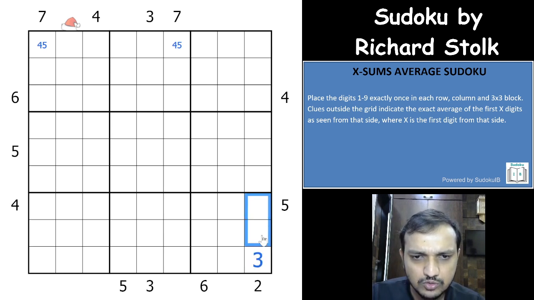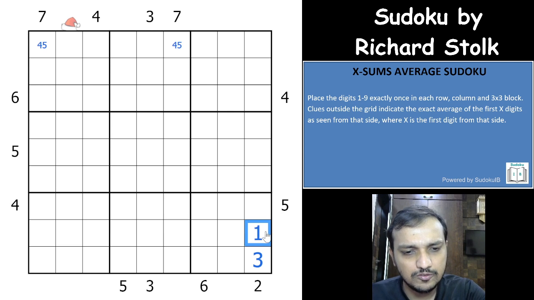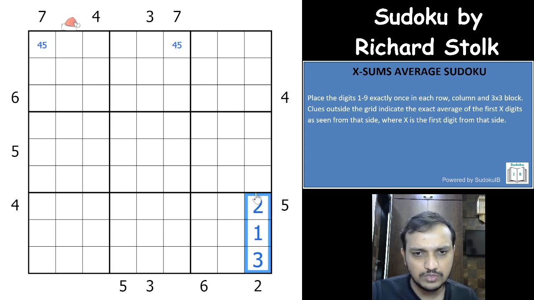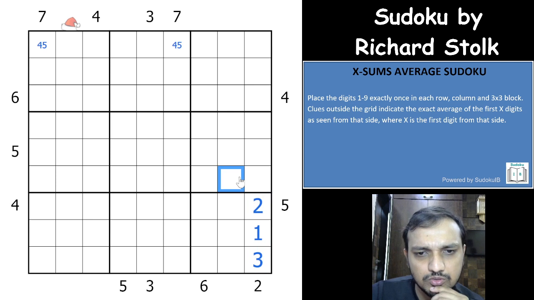And the sum of the remaining two digits would have to be 3 again. That is 1 and 2. Of course, it is possible. Any digit cannot have a 1 if it is not a 1 outside, right? So this would have to be a 1, this would have to be a 2. So we have got an average of 2 with the first 3 digits here for an outside clue as 2. Nice, excellent start to this Sudoku.